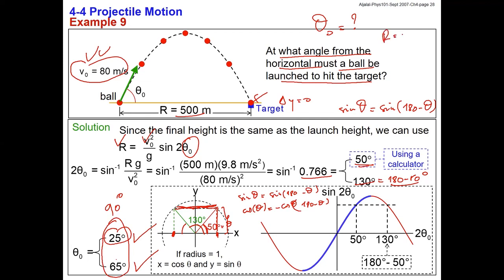So when I fix R, I have two launch angles: theta, which is larger than 45 degrees, and another, theta naught, which is smaller than 45 degrees. But when I add these two angles, they are complements. Basically, their sum gives you 90 degrees. This is the small angle, 25 degrees, and this is the large angle, theta naught, which is equal to what? 65 degrees, but the range is the same.